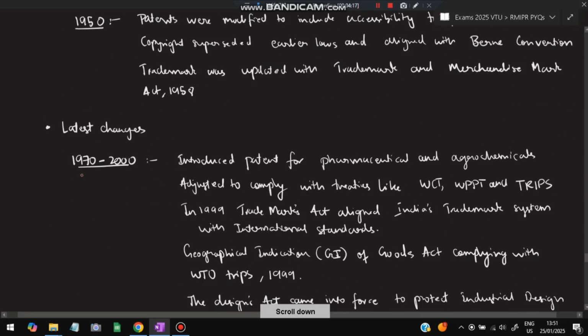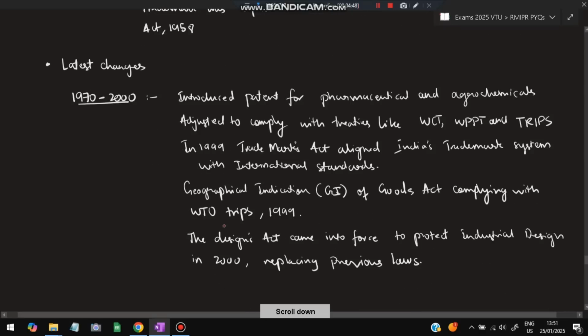And currently, the latest changes, from 1970 to the 2000s, introduced patents for pharmaceuticals and agrochemicals. Patents are valid now for pharmaceuticals and agrochemicals. It was adjusted to comply with treaties like WCT, WPPT, and TRIPS. This is for copyright; copyright now follows WCT, WPPT, and TRIPS. In 1999, the Trademarks Act aligned India's trademark system with international standards. And the Geographical Indications of Goods Act complies with WTO TRIPS, 1999.